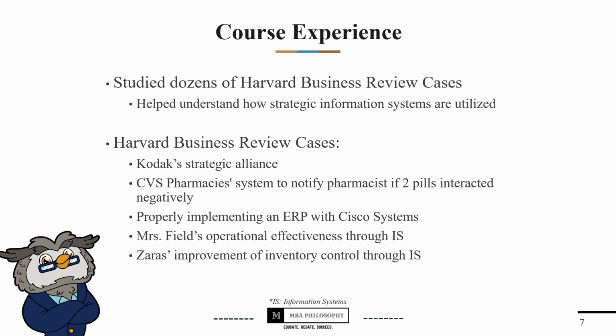And then Cisco Systems showed that having the right ERP implemented correctly can show you the difference between negative losses and profits. While Mrs. Fields, the cookies, showed us operational effectiveness through information systems. And Zara showed us how you can control inventory through information systems and how they upset the fashion world with a simple computer system that was not so simple, that took a lot of programmers to design, but it's how they got so far ahead.